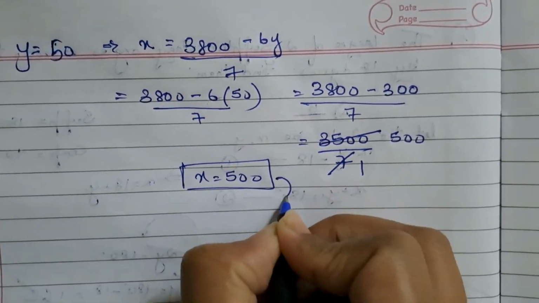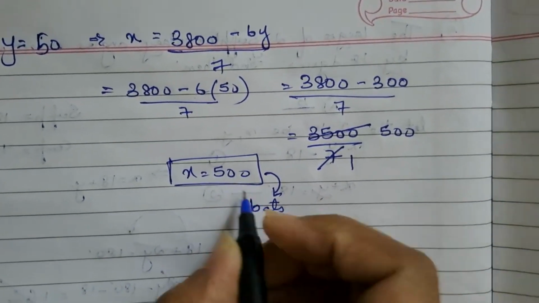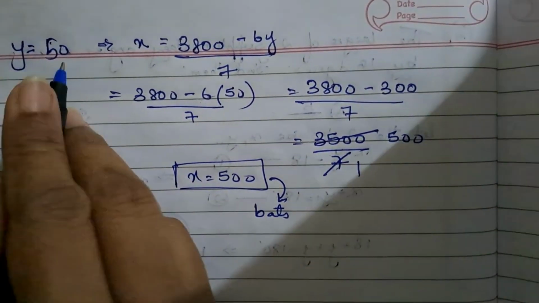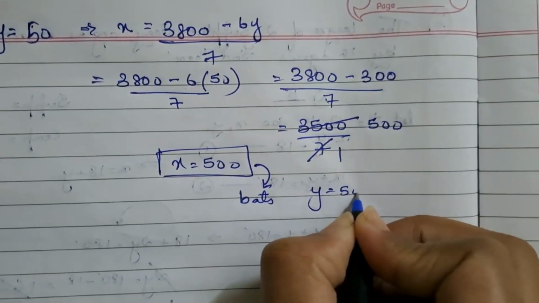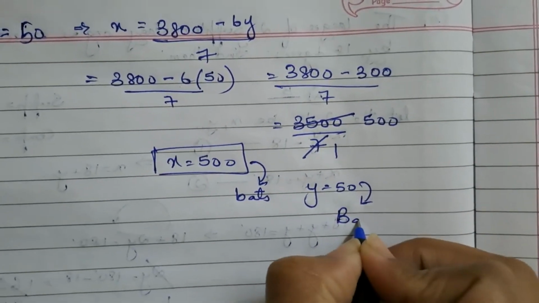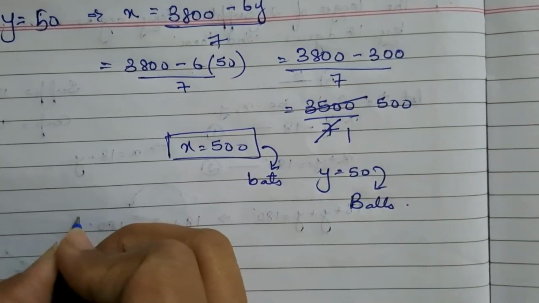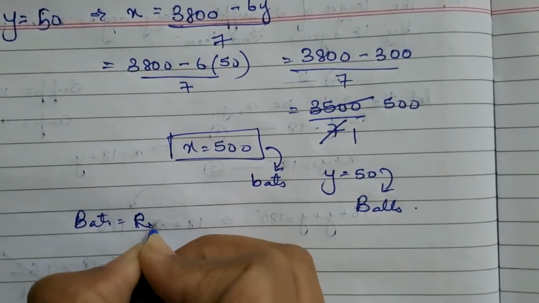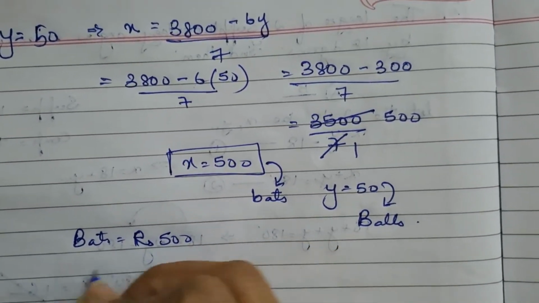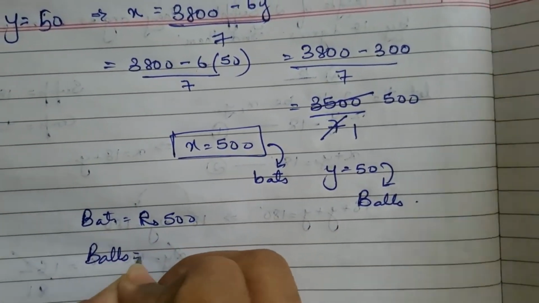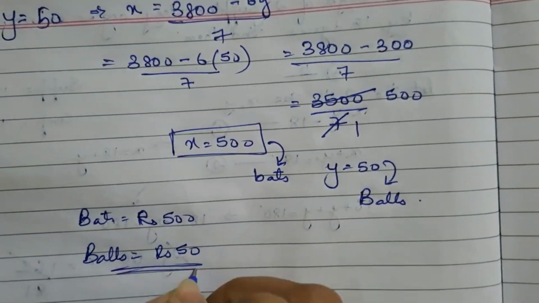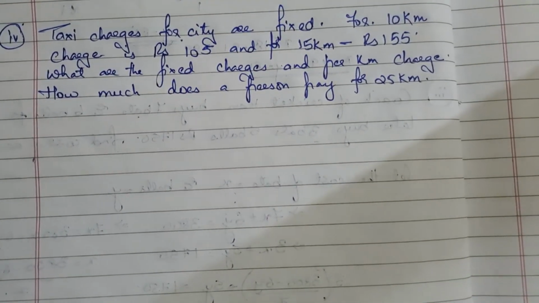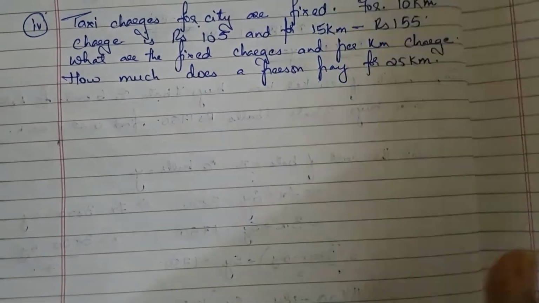Okay, so the bats are expensive. The cost of the bats is rupees 500 and the cost of the balls is rupees, y is 50, which is the cost of the balls, and you're going to write it as the cost of bats is equal to rupees 500, and balls is equal to rupees 50 each. Now, in the fourth question, it says that there are taxi charges in the city consisting of fixed charges.